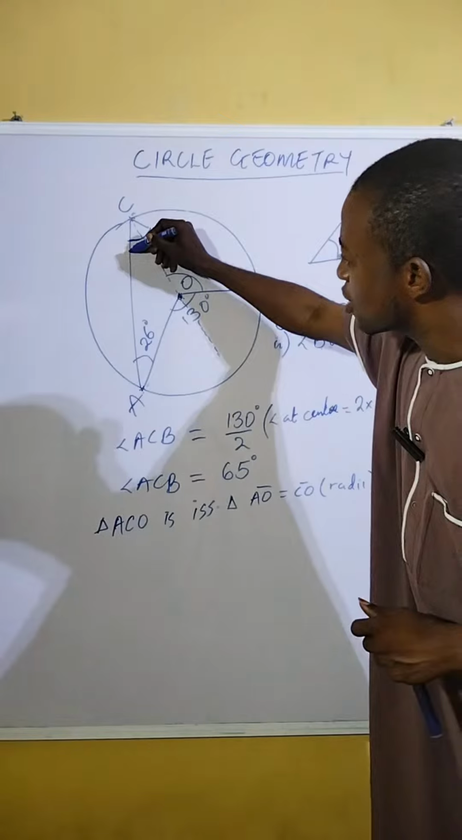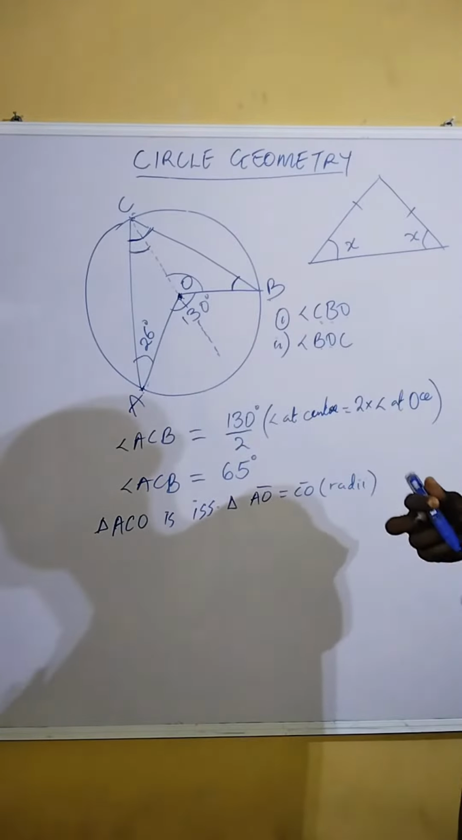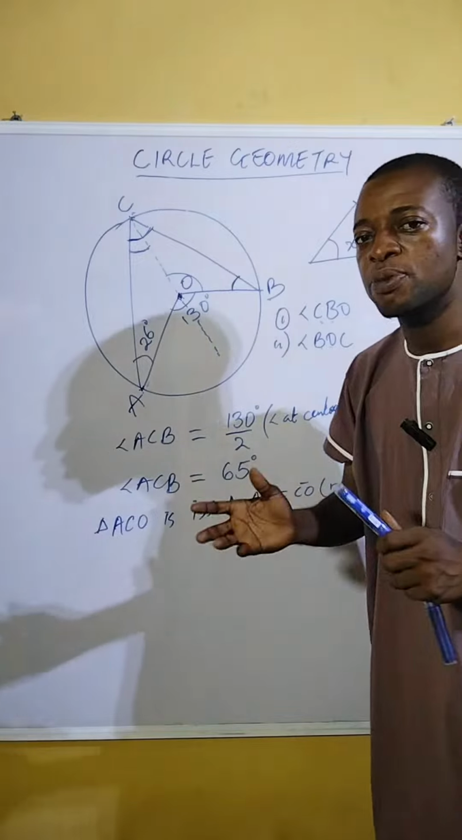Now, this marked angle, we can label it using 3 letters. How do we label that? We should be able to label angles very well.